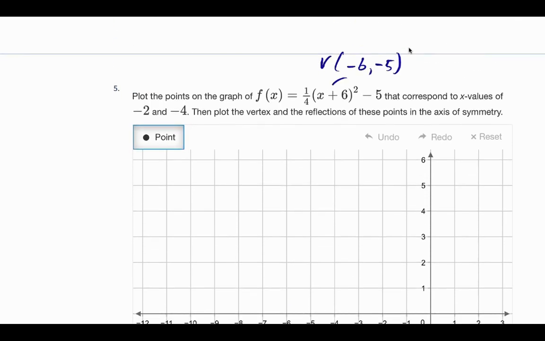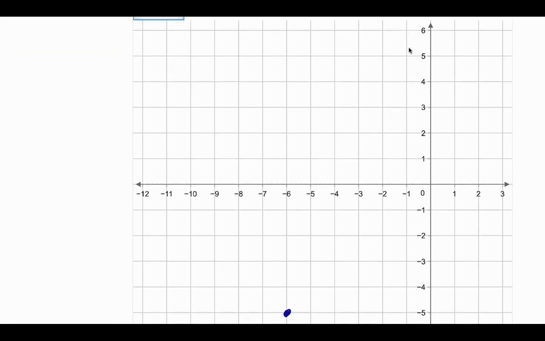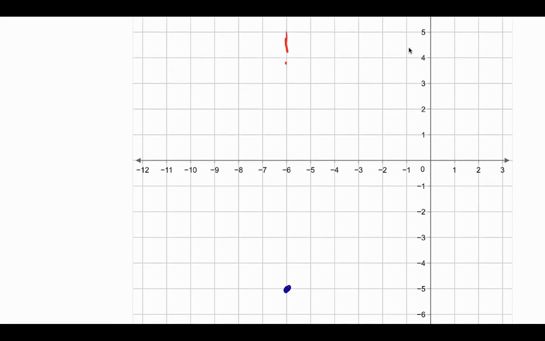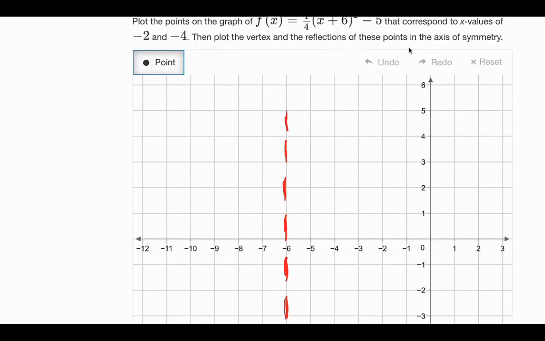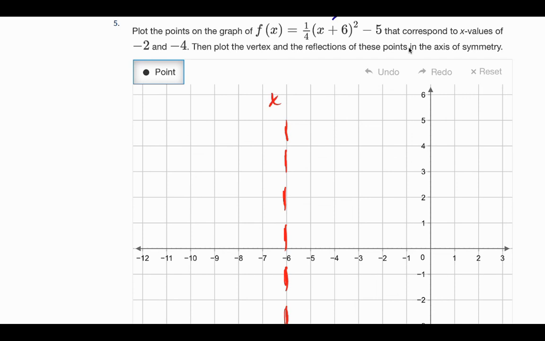Remember, our axis of symmetry is our x value, so it's going to be negative 6. You guys have this piece of paper, so I would go ahead and even do like I'm doing and show where my axis of symmetry is, and I'll say that x is equal to negative 6. Then what they want us to do is plug in the point negative 2 and negative 4.